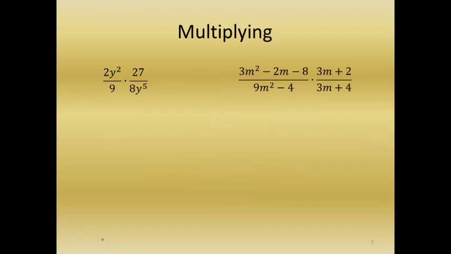So here I've got two examples for multiplying. And I would like you to consider that when you're multiplying two fractions, it is simply a matter of multiplying the numerators and multiplying the denominators. And once you do that, then you're in a position to reduce.